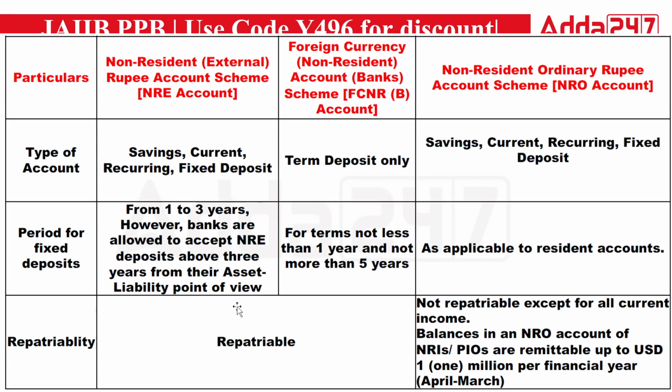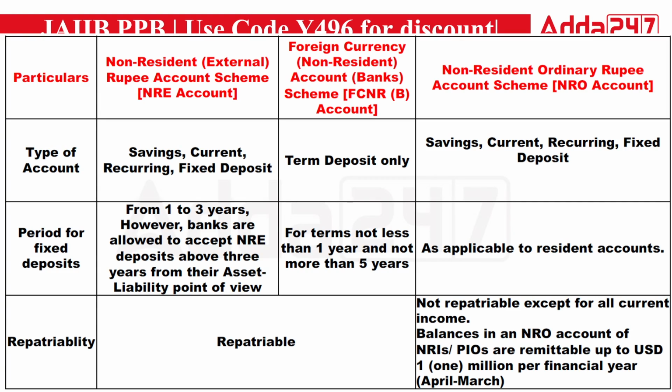Now, the NRE and NRO accounts can be opened as savings, current, recurring and fixed. All the 4 types of account can be opened, but the FCNR account will only be an FD in foreign currency. Then the period of deposits in the NRE account will be from 1 year to 3 years. However, banks are allowed to accept NRE deposits above 3 years from their asset liability point of view. In the NRO account, the limits applicable to resident accounts will be the same. In case of FCNR account, it is for not less than 1 year and not more than 5 years duration.